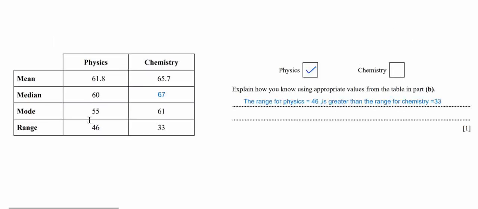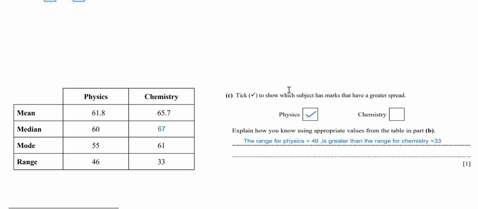Well, the answer is physics, since the range for physics is 46, which is greater than the range for chemistry, which is only 33. So the subject that has marks with a greater spread is physics in this case. Let's move on to the next question.